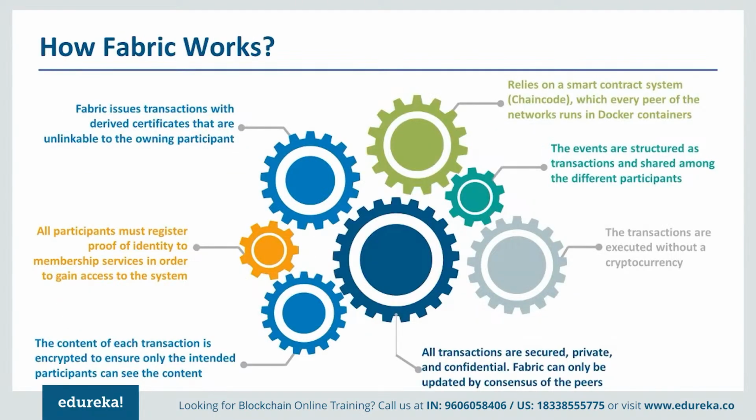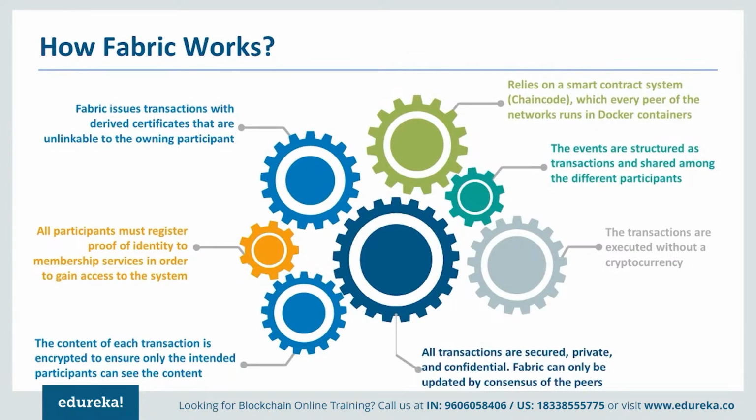How does Fabric work? Fabric issues transactions with derived certificates that are unlinkable to the owning participant. All parties must register proof of identity with the membership service in order to gain access. The content of each transaction is encrypted to ensure only the intended participant can see the content. So each and every content is digitally encrypted using public-private keys, as we have in Bitcoin and Ethereum. All transactions are secured, private, and confidential.